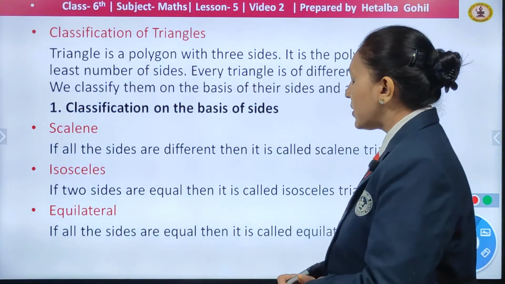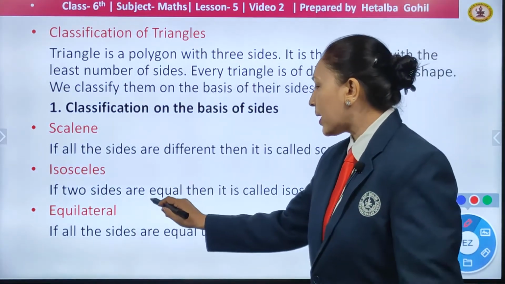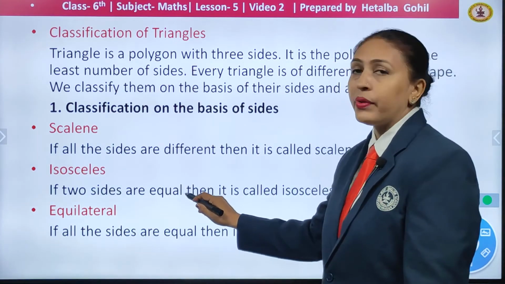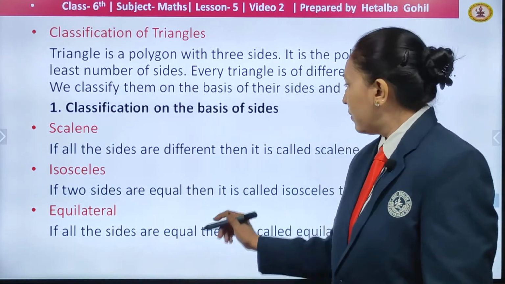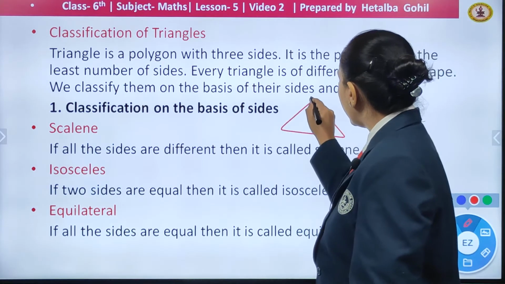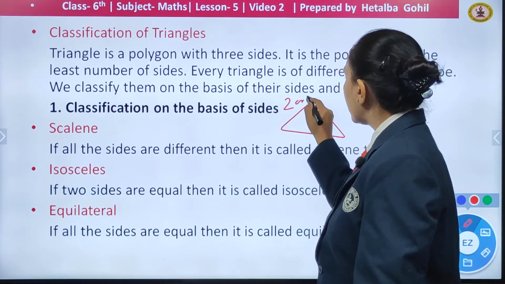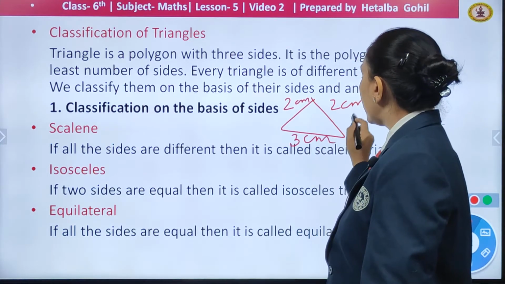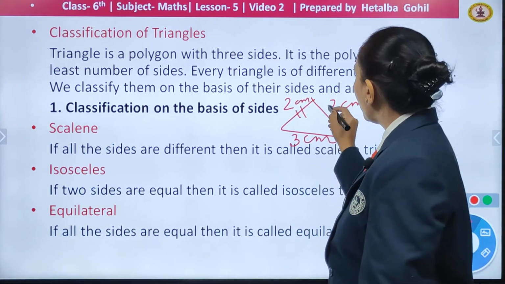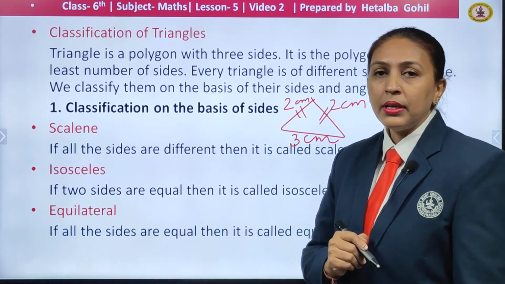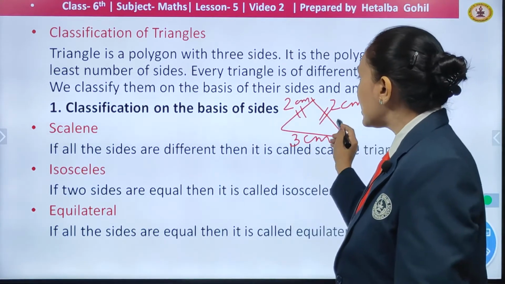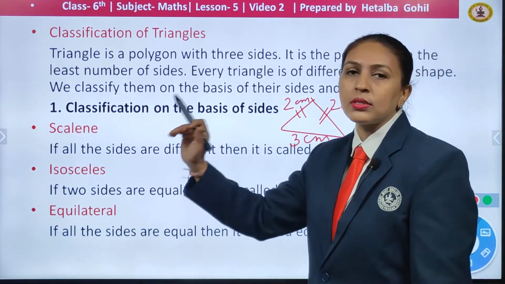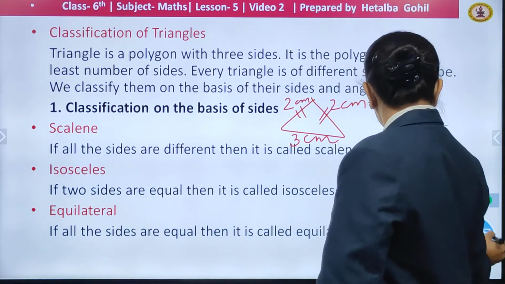Similarly, an isosceles triangle: if two sides of the triangle have equal measurement, for example, the given triangle here, this is 2 centimeter, this is 2 centimeter and this is 3 centimeter. Here you can see these two sides have the same length. That means this type of triangle is an isosceles triangle.